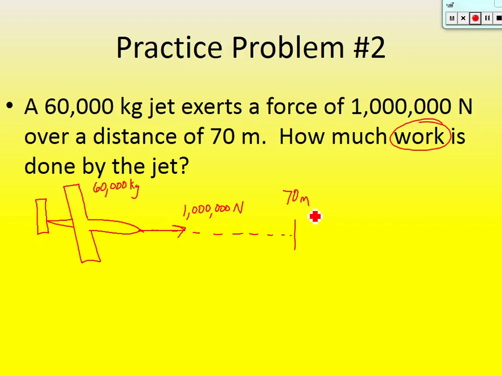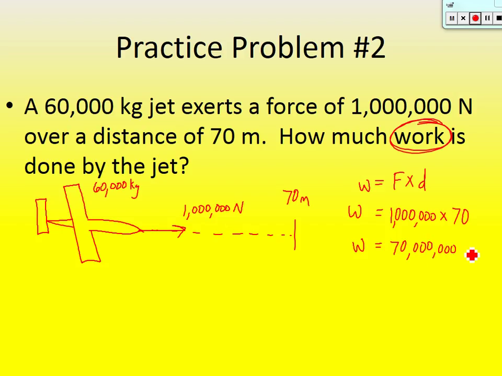Now I'm going to answer the question, how much work is done? Well, we've got the equation for work. It's a force times a distance. The force here was 1 million newtons, and we're going to times that by the distance, which was 70 meters. And so we're going to have a Newton meter or joules here. And so the answer, obviously, for work is 70 million joules worth of work. Okay, hopefully you got that answer.